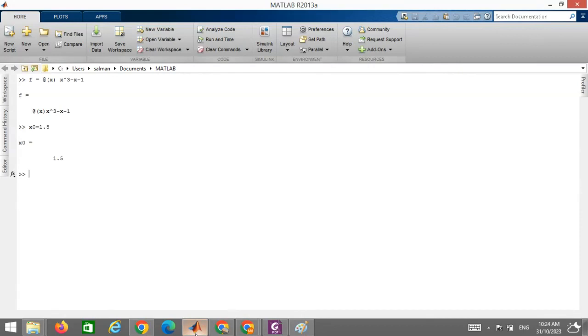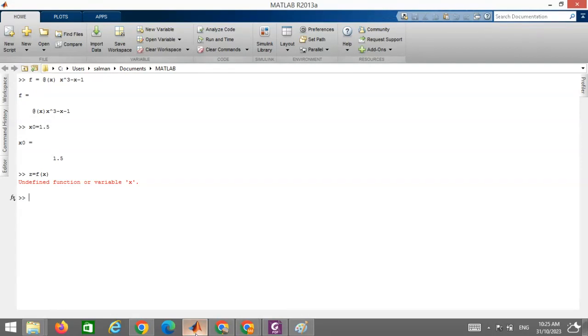Now what I will do is find out f of x by substituting the value of x naught. So how do you get this? For that, first let us get f of x. I will take the f of x function in z. Z is equal to f of x. I think it will give you an error, and yes, it gives you an error.